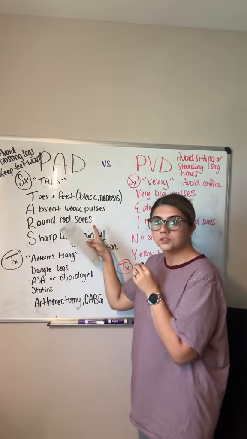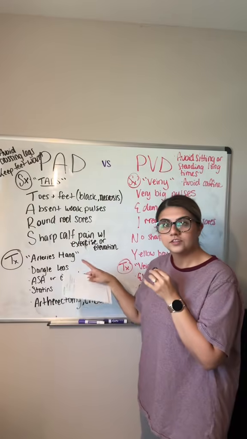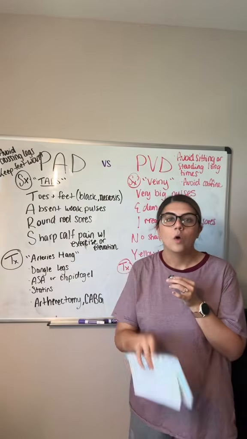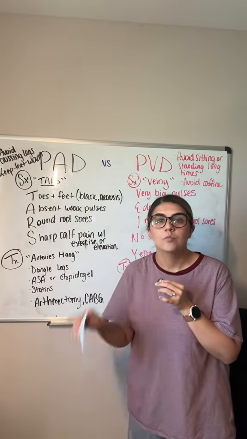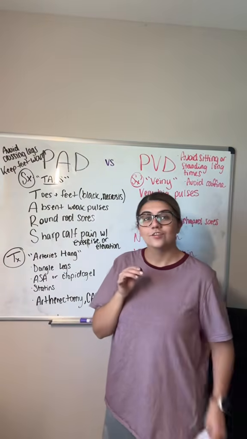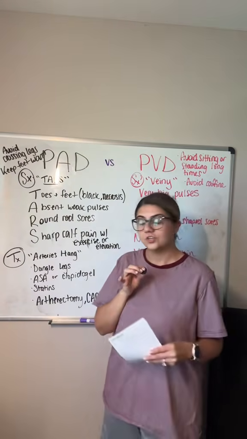Round red sores. I want you to think of blood pooling. Sharp calf pain with exercise or elevation. Why? Because when we have less oxygen, we have more pain. For treatment, think of arteries hang. So we're going to dangle our legs to help circulation.